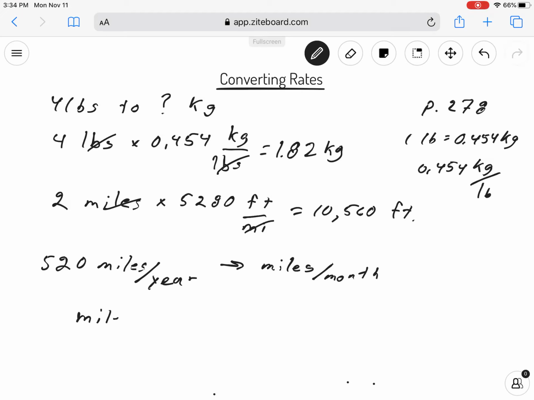So let's just do miles over a year, and we want to go from years to months. So we know that there's 12 months in a year, so we want to multiply it by, I want the years to cancel. So we're going to have years over months. The years will cancel each other, and I will have miles in a month. Okay, so now that tells us how to arrange the numbers.